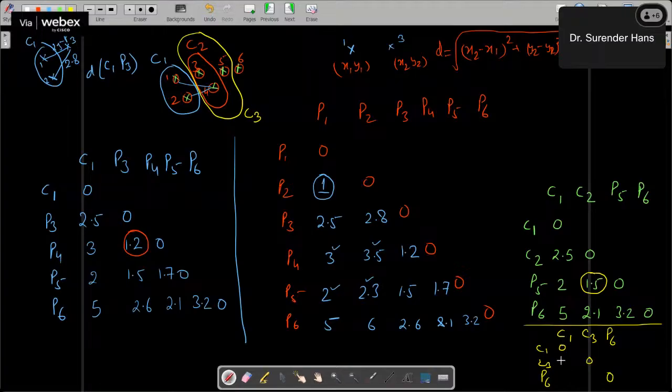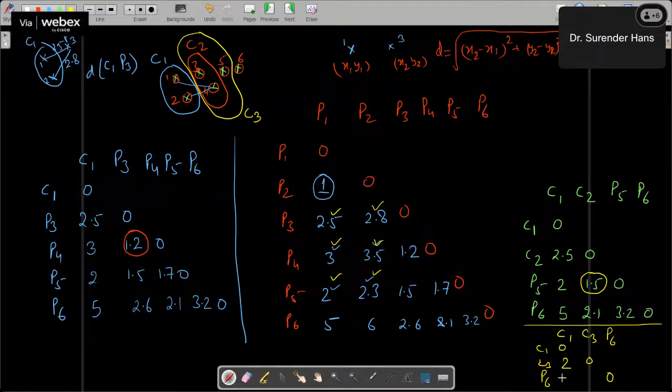Now C1 to C3. This one is C3, which contains 3, 4 and 5. So we need 1 to 3, 1 to 4, 1 to 5, 2 to 3, 2 to 4, 2 to 5. Now you check which has the minimum distance. The minimum distance is 2. So this will be your 2.